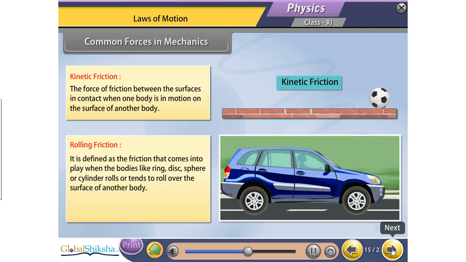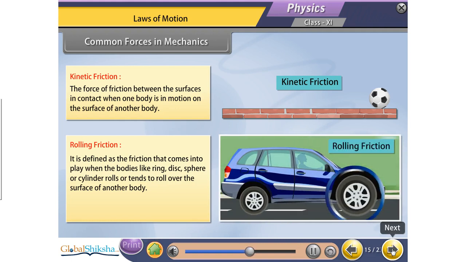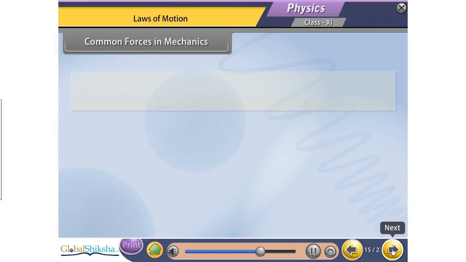Rolling friction. It is defined as the friction that comes into play when bodies like ring, disc, sphere or cylinder roll or tend to roll over the surface of another body. Rolling friction is less than the sliding friction.